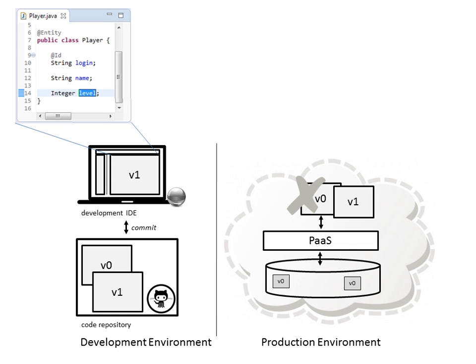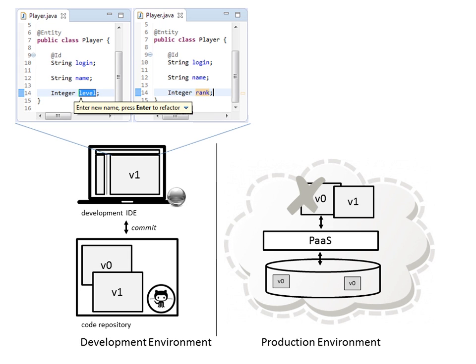To the top left, we see a screenshot of the Eclipse IDE with the declaration of the Java class player. An object mapper persists player objects. This is declared by the annotation entity in line 6. Each player object has a login, a name, and a level.